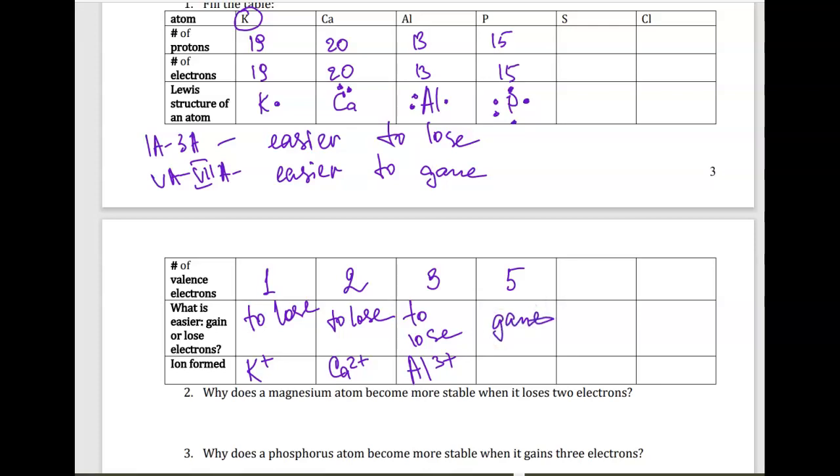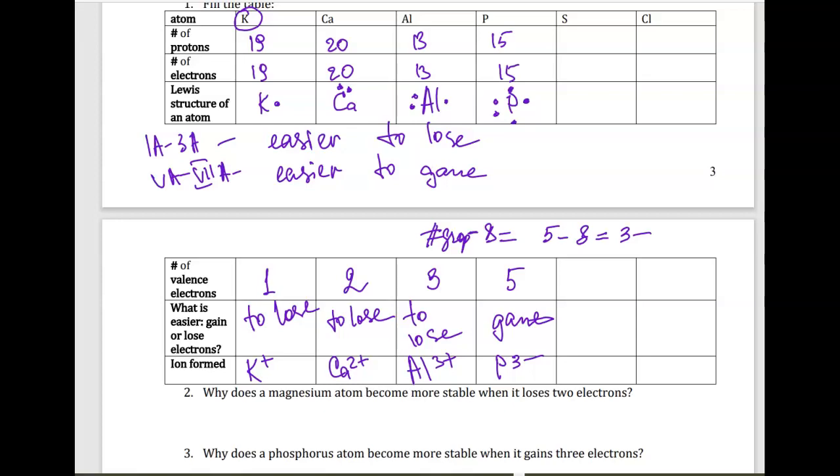Ion form. When it gains, how many electrons does phosphorus need? 8 minus group number. So 5 minus 8 gives us 3 negative. So ion formed, phosphorus 3 negative. Okay, so it is gaining the amount of electrons to have 8 outer shell electrons.